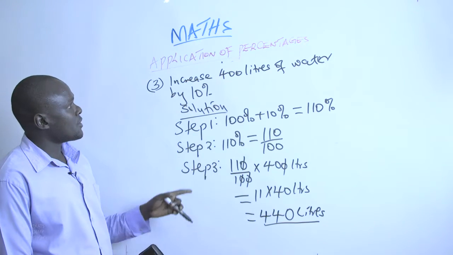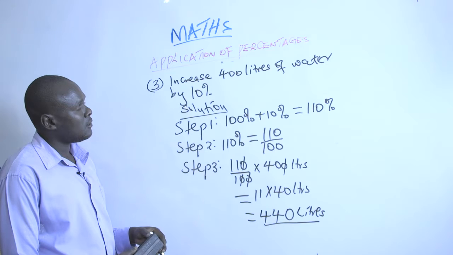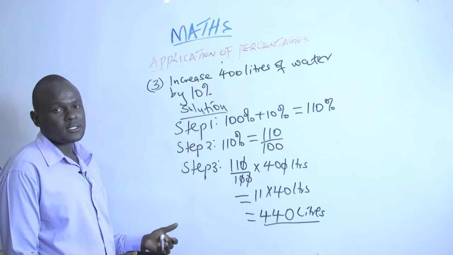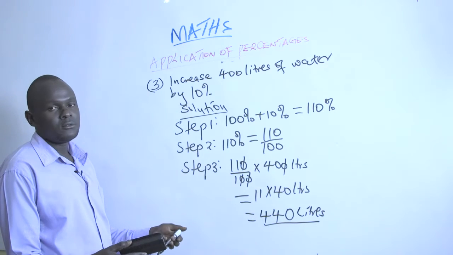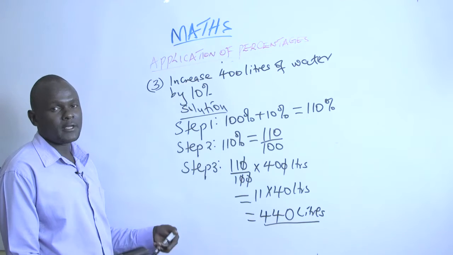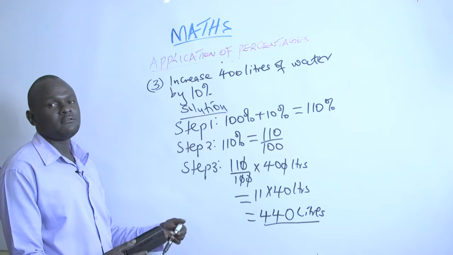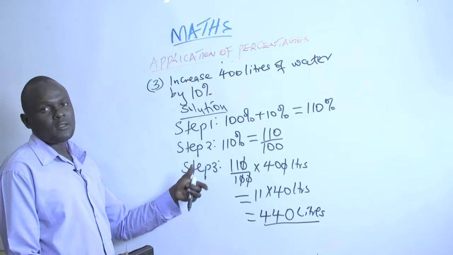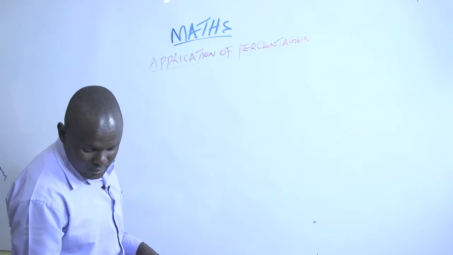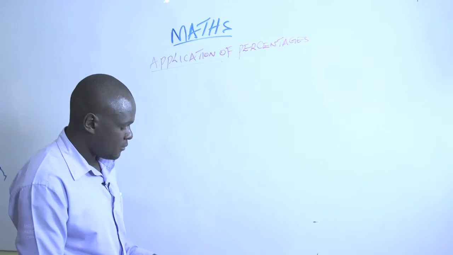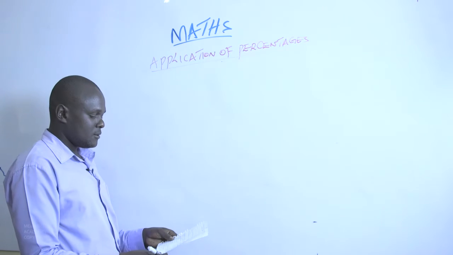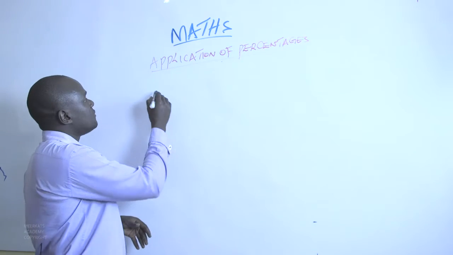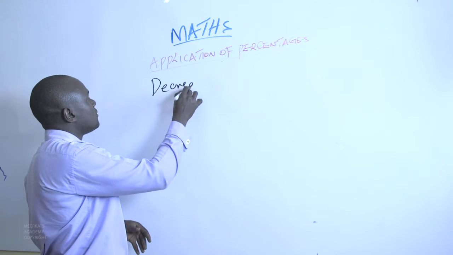Having looked at increasing given quantities by a given percentage, it is also prudent that we look at how to decrease or reduce them by a given percentage so that we have a new quantity that is less or smaller than the initial one. That now leads me to the next subtopic, that is decreasing by a given percentage.